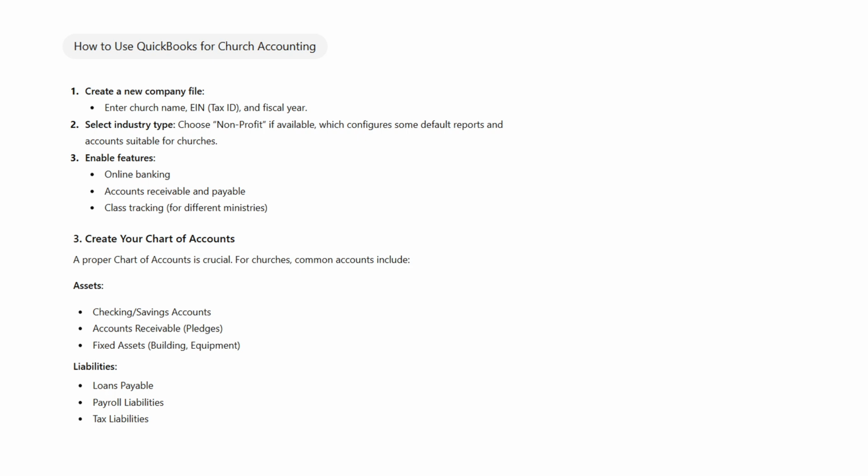For income, create tithes and offerings to capture donations. Under expenses, include categories such as salaries and wages. And in equity or net assets, set up unrestricted net assets to reflect funds without donor restrictions.